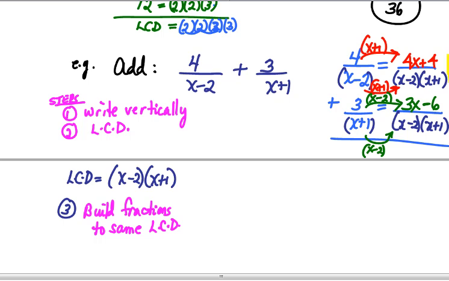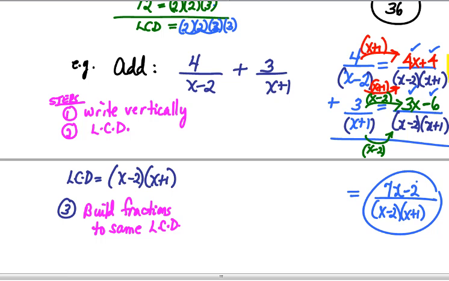We're now ready to add the numerators of both of those fractions because they both have the same lowest common denominator. They're like denominators. Our answer will have the x minus 2, x plus 1, but now we have 4x and 3x, 7x, positive 4 and negative 6, negative 2. So our result will be that. And of course, we always try to reduce, but 7x minus 2 cannot be factored, so it will not match the denominators.